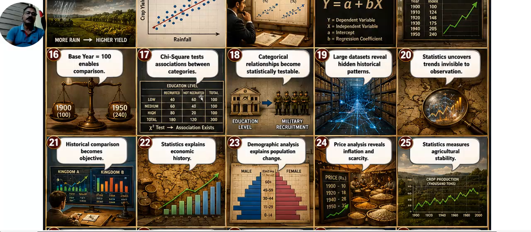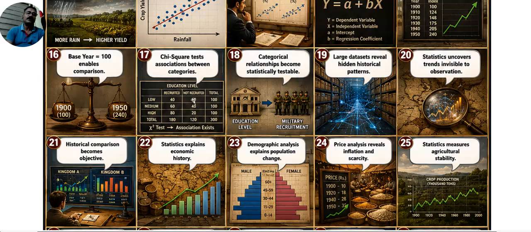So this is known as a contingency table, where each cell reflects two categories. For example, this cell reflects low level of education and recruitment. Similarly, this cell, low level of education and not recruited. In this way, whenever we put the information into this table, it is known as a contingency table. Through this contingency table, we can apply the chi-square test.